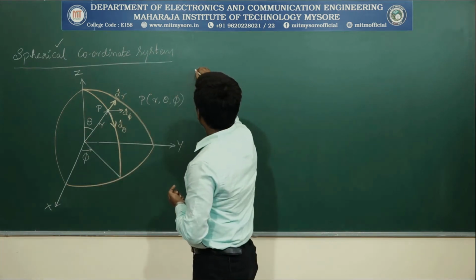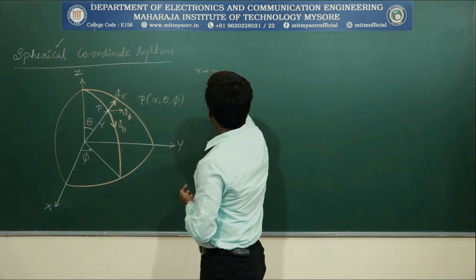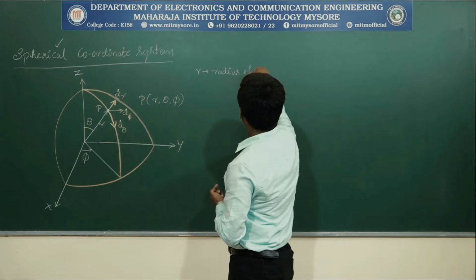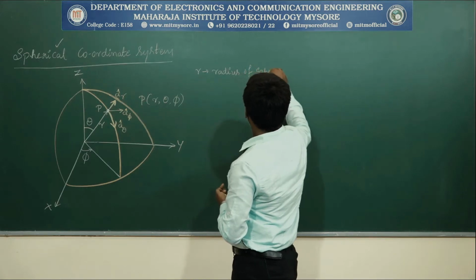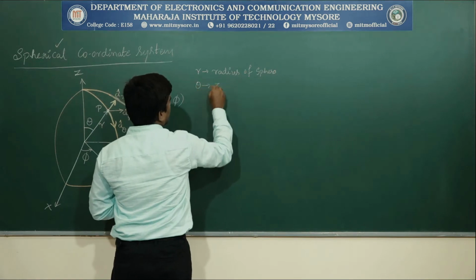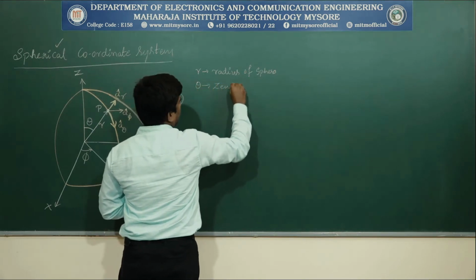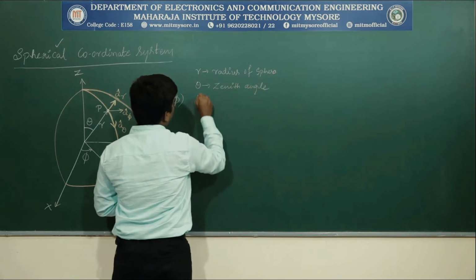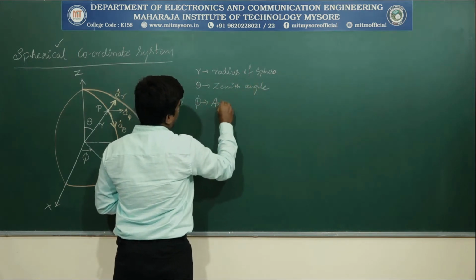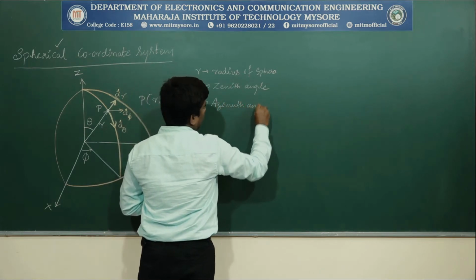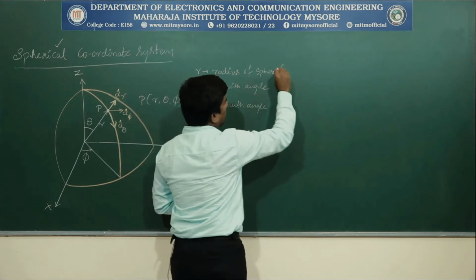Let me write here. What do you mean by r? r is the radius of the sphere, theta is the zenith angle, phi is the azimuth angle. So what is the range of these?